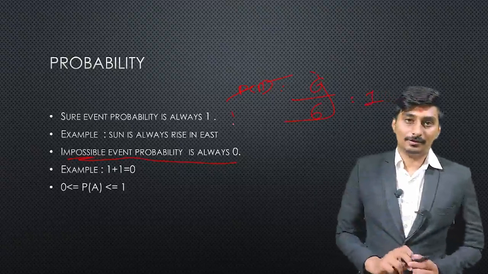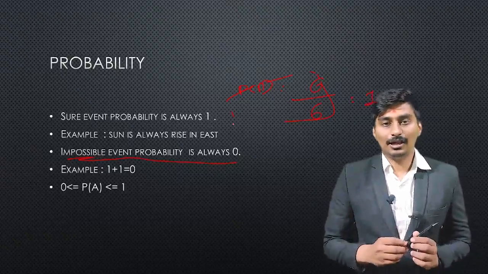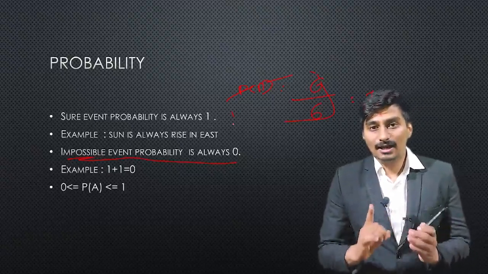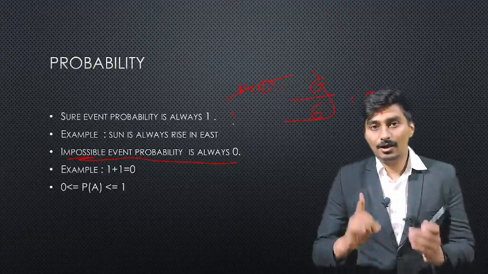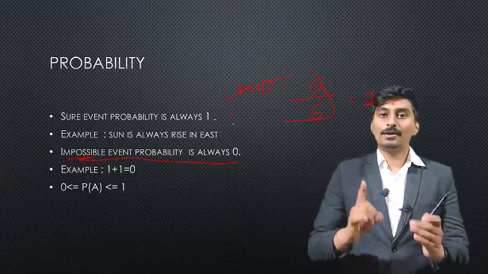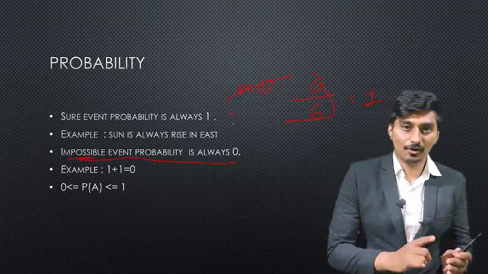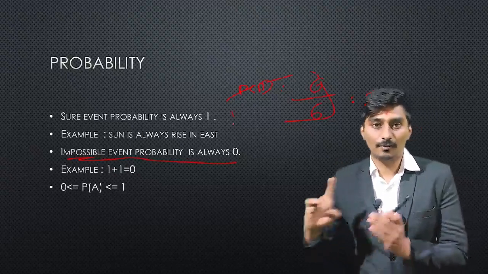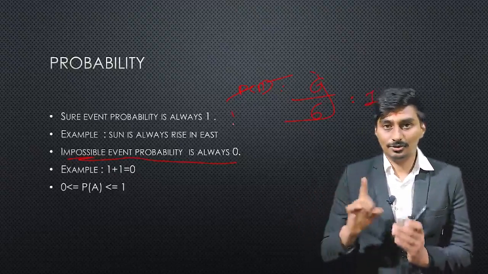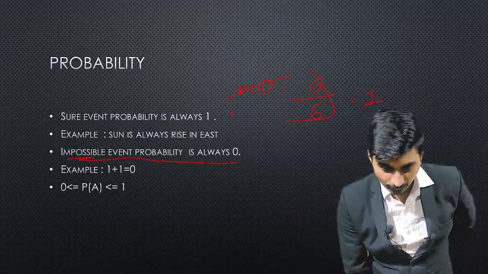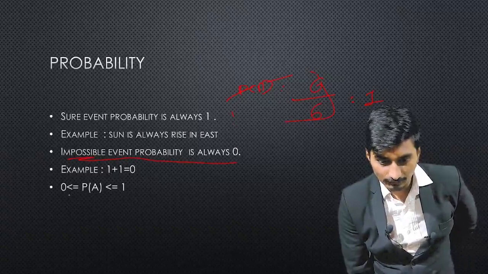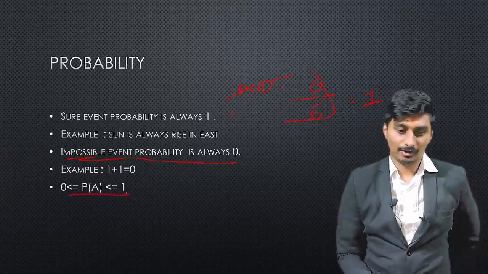Second thing I want to tell you: a probability is never negative and never more than 1. The probability is always between 0 and 1. It could be 0 or it could be 1, but not more than 1. Understood? This is the important point.